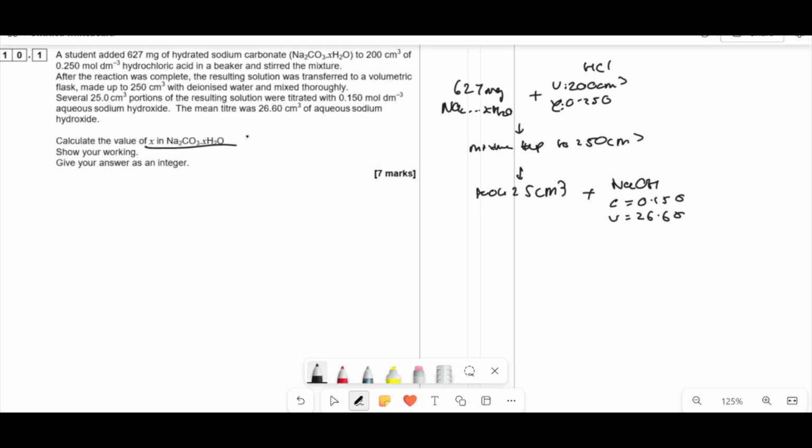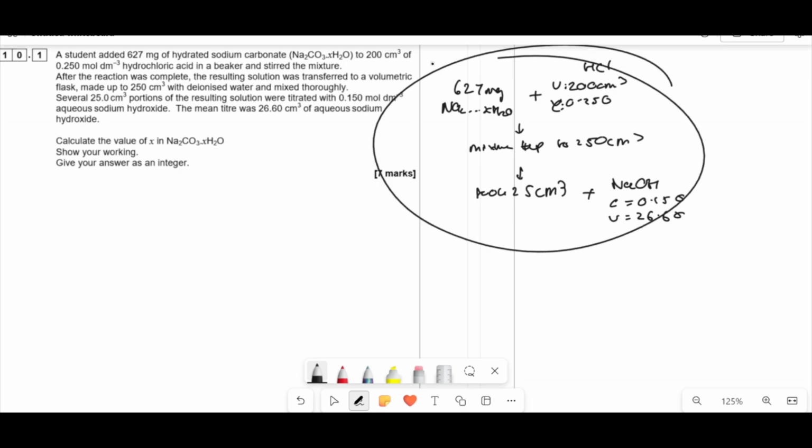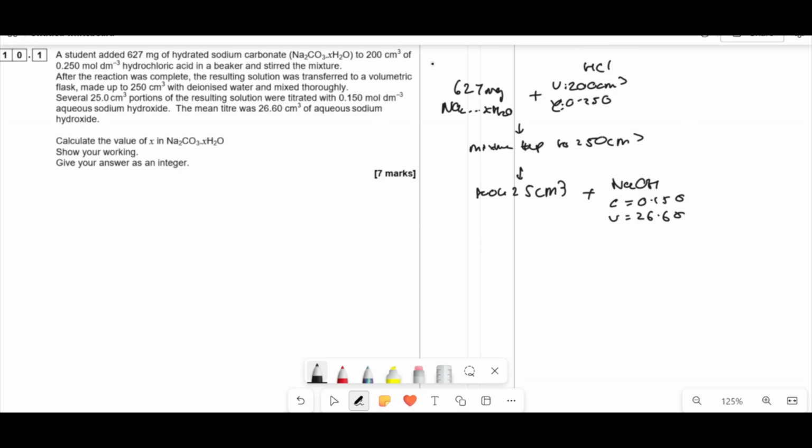It says calculate the value of X in the Na2CO3.xH2O. Show your working. The reason I say this is you need to figure out what's reacting with what, and what the whole purpose of every single thing was. Here, they've added Na2CO3, which is a carbonate, to some acid, and then they made it up to 250, and then they added the NaOH. You need to think, what on earth is this reacting with here?